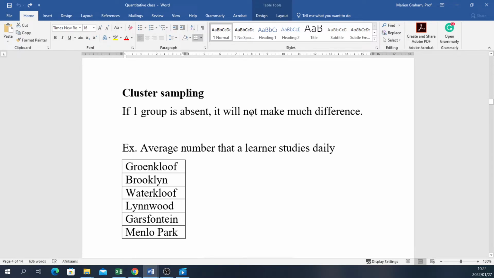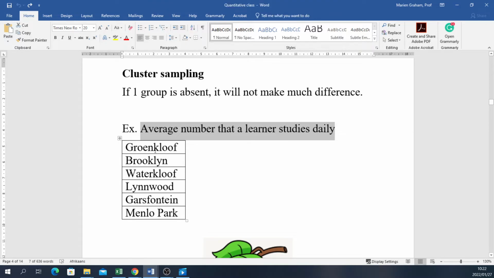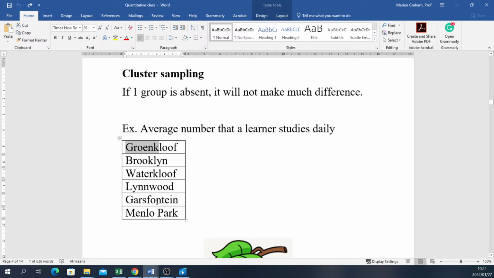Think about this. If you want to do a study, again, on the average number of hours that a learner studies daily, and you are looking at these areas, these are all close to the Faculty of Education. So you should be familiar with this. There's Groenkloof, there's Brooklyn, there's Waterkloof, Lynnwood, Garsfontein, and Menlo Park. So you want to go into these areas and get from each area a couple of learners.